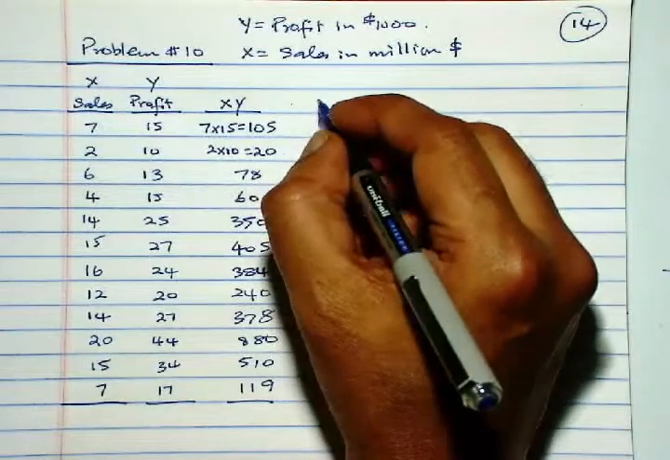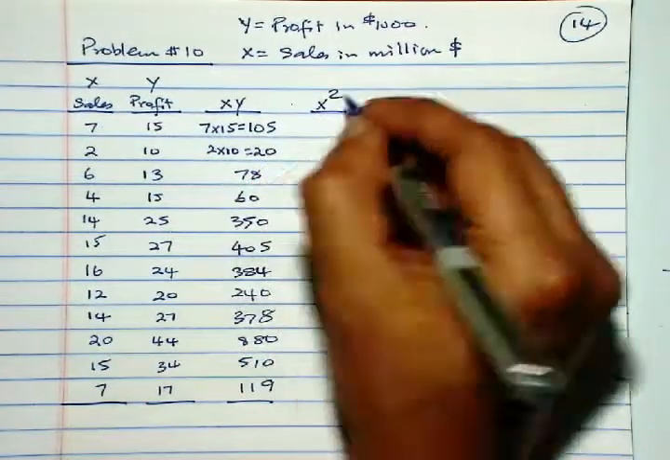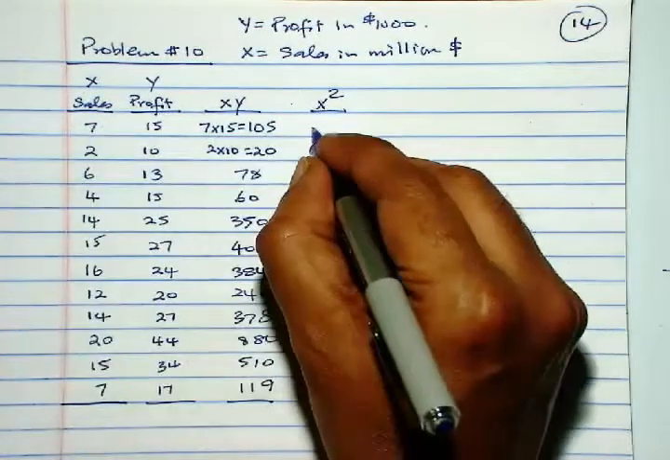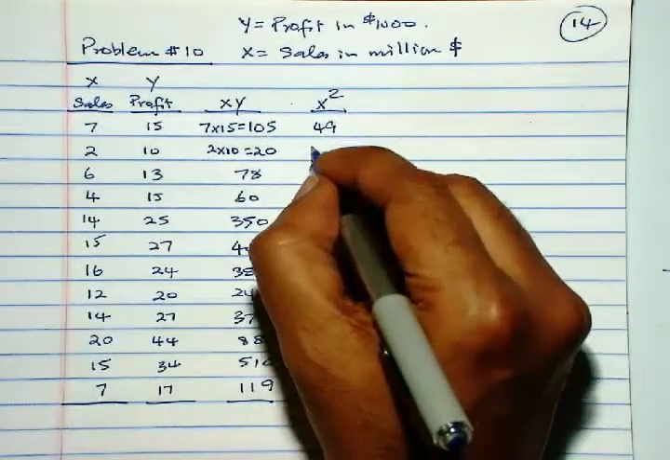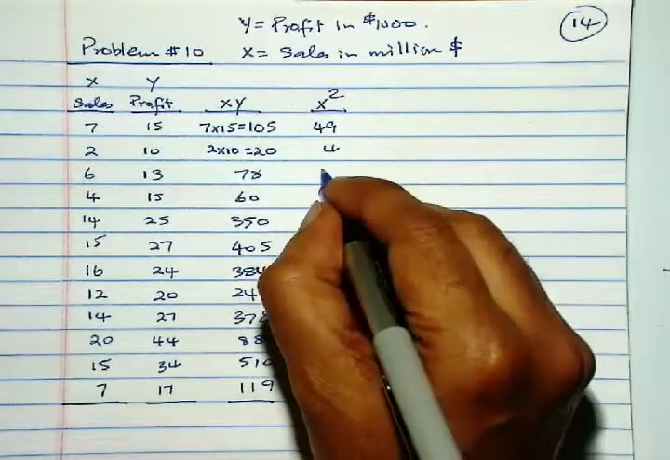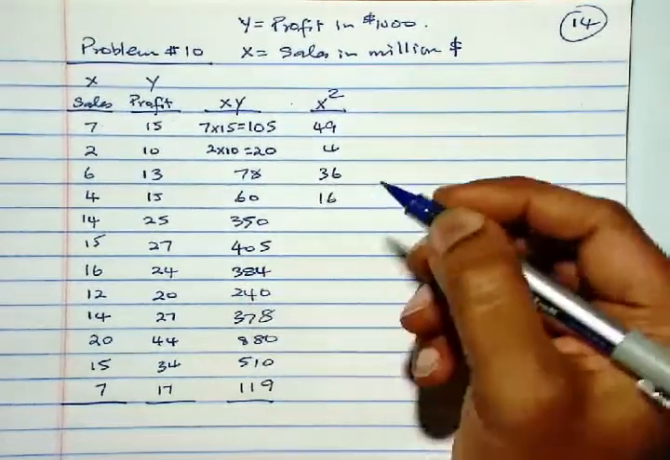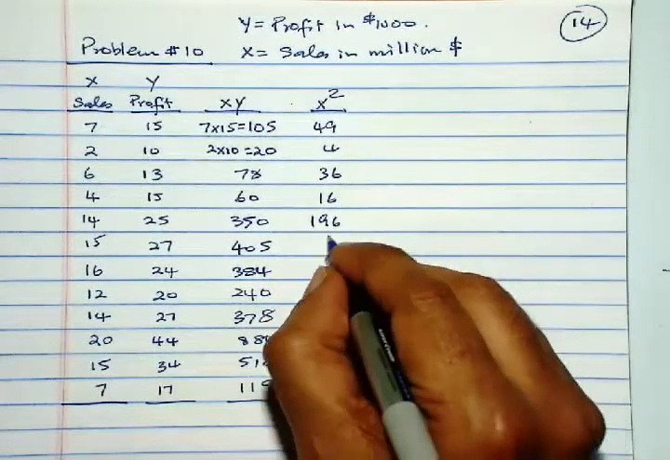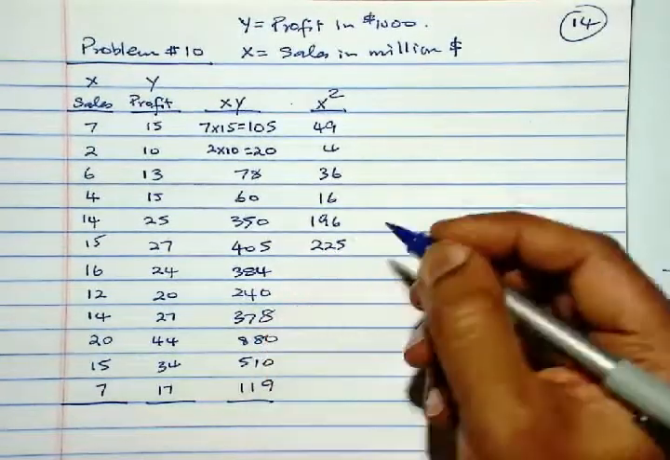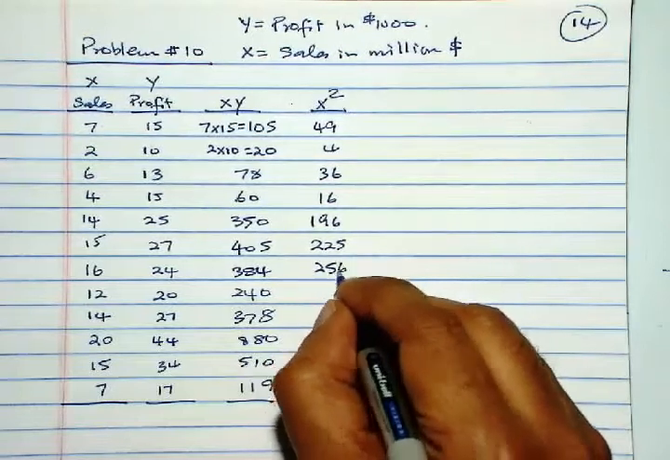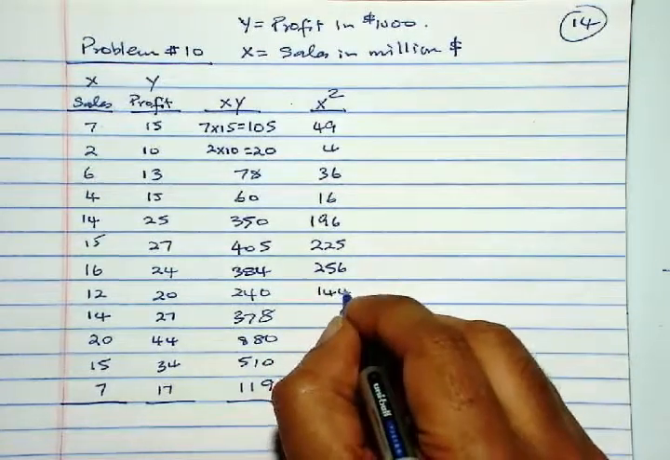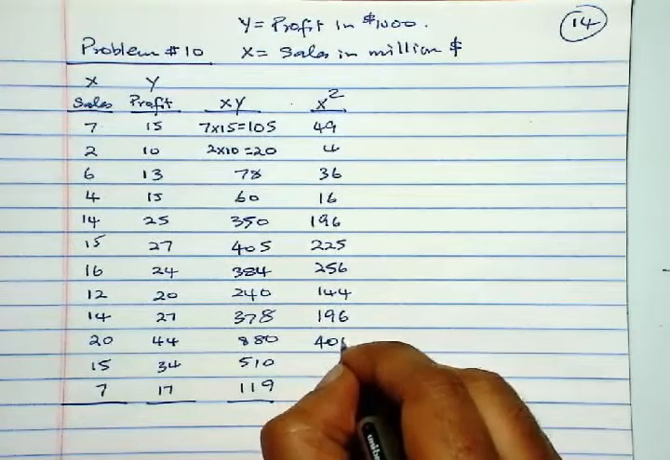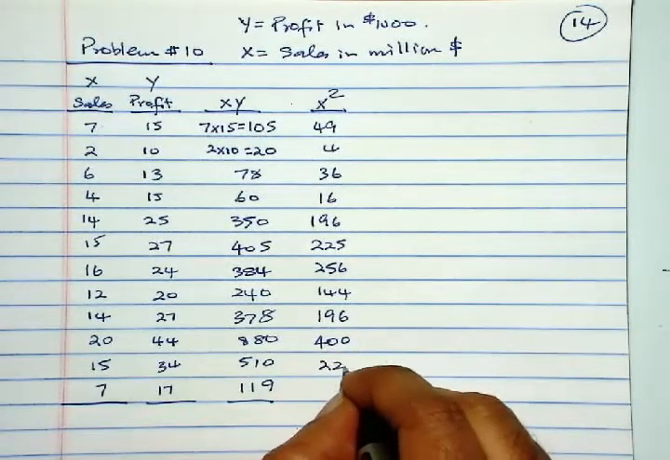And then we need X squared. So X squared will be 7 squared is 49, 2 squared is 4, 6 squared is 36, 4 squared is 16, 14 squared is 196, and 225, 256, 144, 196, 400, 225, and 49.